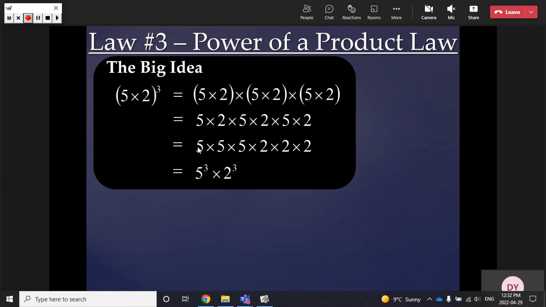Now that's an awful lot of work to do something very simple. If we had the beginning question, 5 times 2 to the exponent 3, what's a great way that we can go from this beginning question right to the very end? Yeah, Jonah. We're going to add that exponent 3 to the 5, and also to the 2. So this 3 is essentially going to the 5 and to the 2.